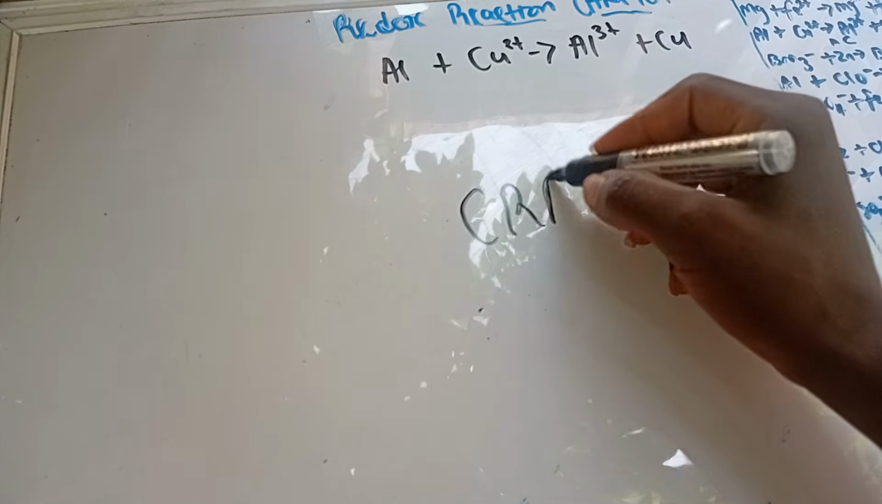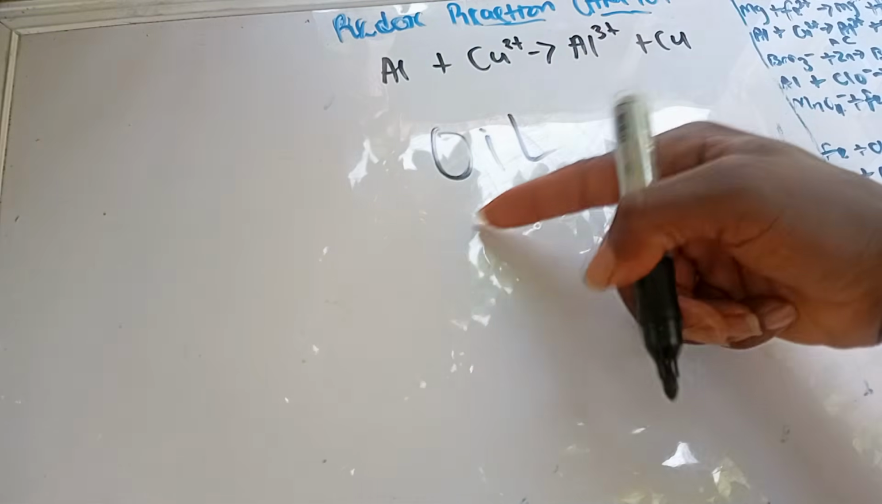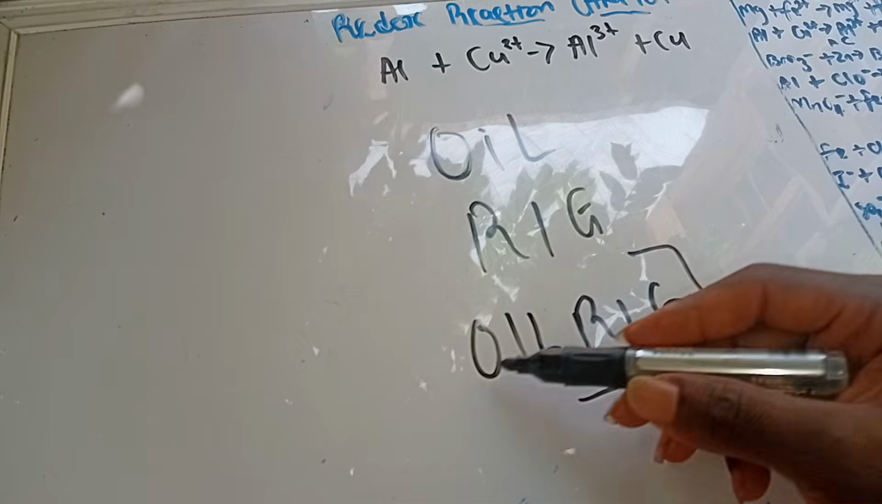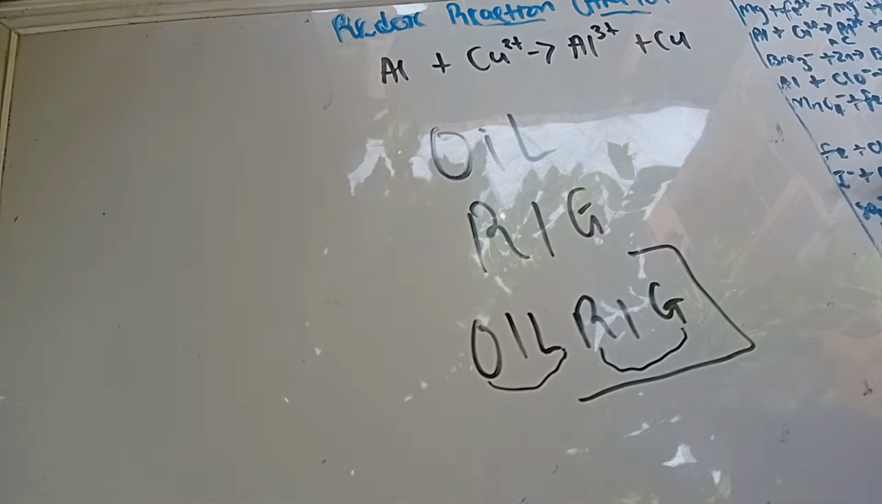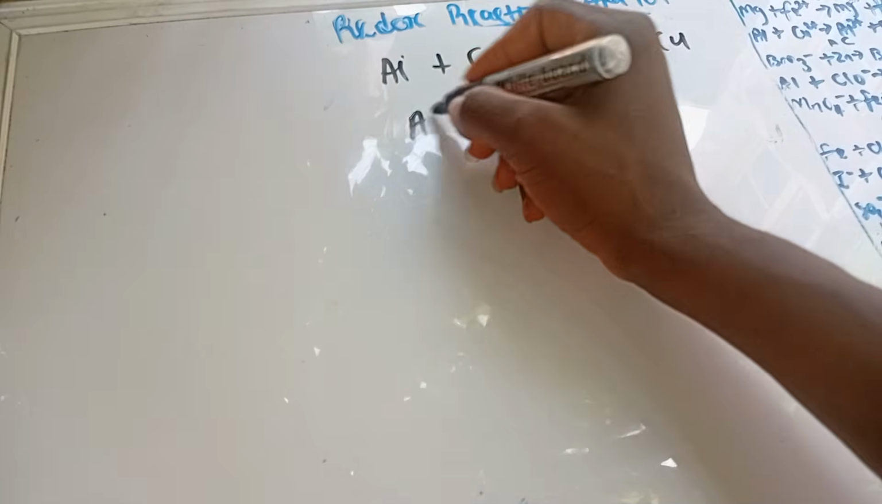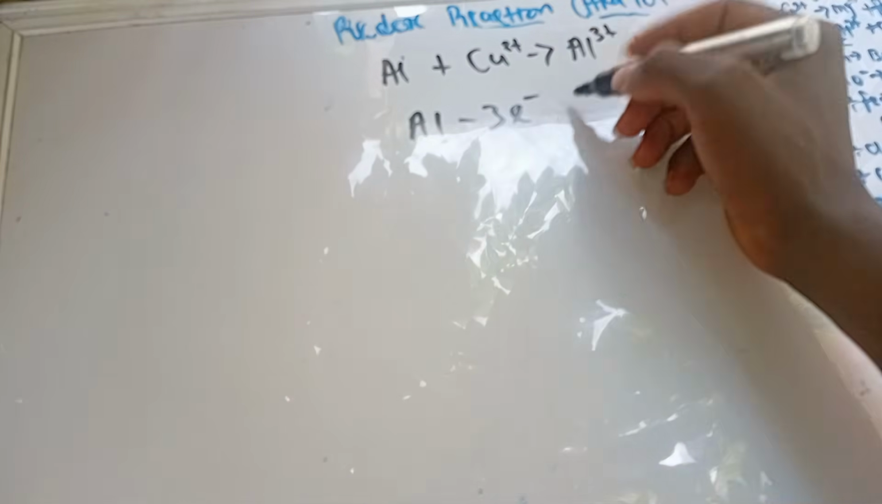Don't forget, maybe you should use this code: oxidation is loss, reduction is gain. OIL RIG. You can use this code. Oxidation is loss of electron, reduction is gain of electron. Don't forget that. So now aluminum is oxidized from 0 to 3+. Oxidation is loss of electron, and because it becomes 3+, that means we are going to subtract 3 electrons, right, to give us Al3+, isn't it?